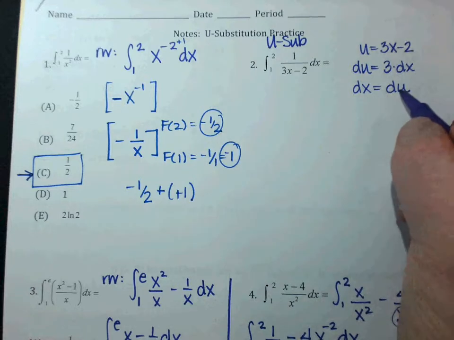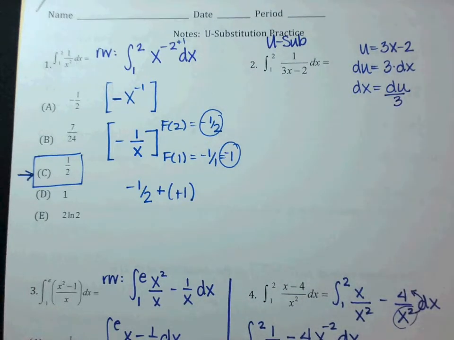Oh, I forgot to put the over 3. Okay, if you don't change the endpoints, you should have to go back to x, but that's fine. You like the longer way better? Yeah. Changing the endpoints?